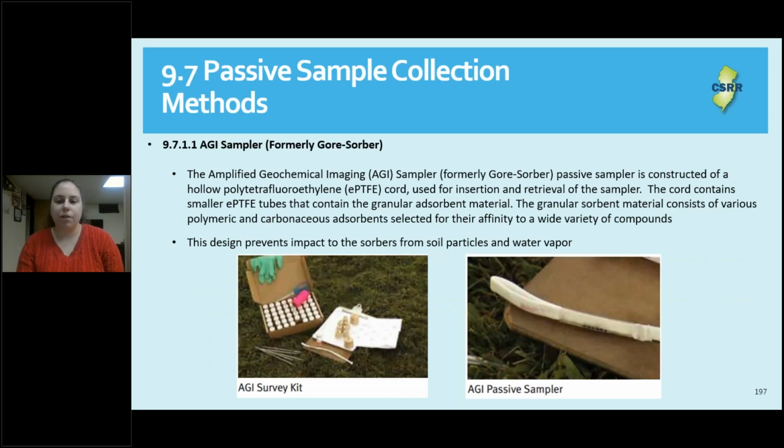The first main type of passive soil gas sampler that can be used is the AGI sampler, formerly called Goresorber. This is one of the two different samplers that you can use, the other one being Beacon, which will be discussed later. The sampler has absorbent material contained within an outer core. We have found this type of sampler to be fairly resistant to moisture in the ground, which is one of the key factors that could potentially affect your soil gas survey results. Next slide, please.